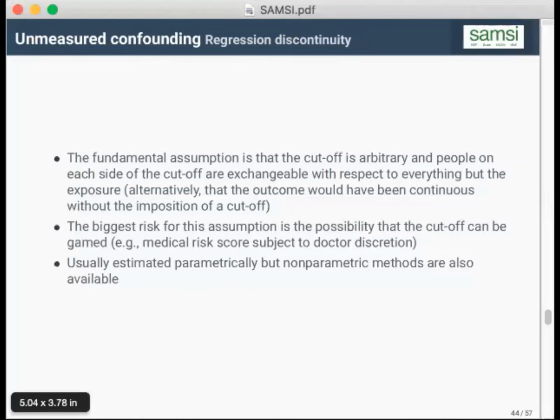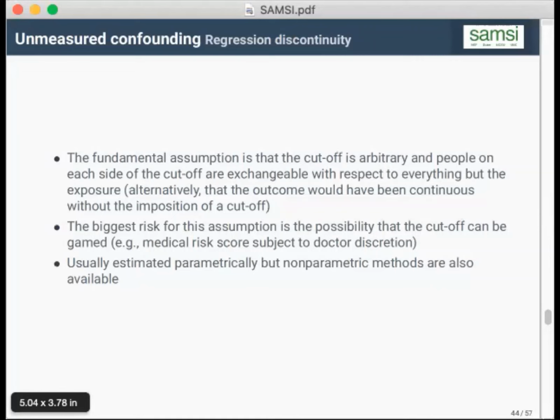The fundamental assumption that drives regression discontinuity designs is the assumption that the cutoff is arbitrary, not globally, but locally. So the choice of a cutoff of 80 versus 81 for a test score is arbitrary. And this is what entails that people on each side of the cutoff are exchangeable with respect to everything but the exposure that they received.